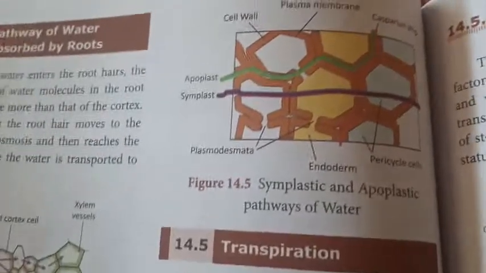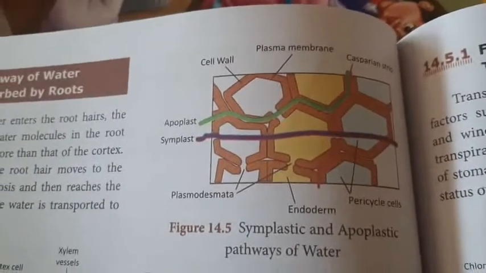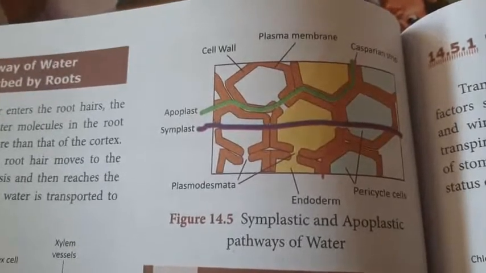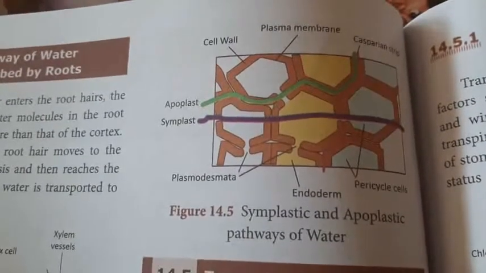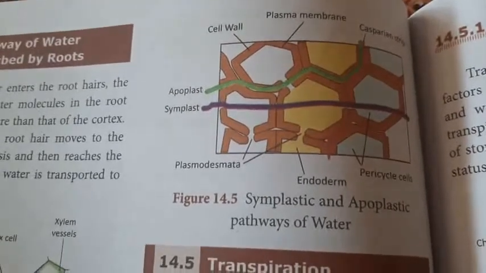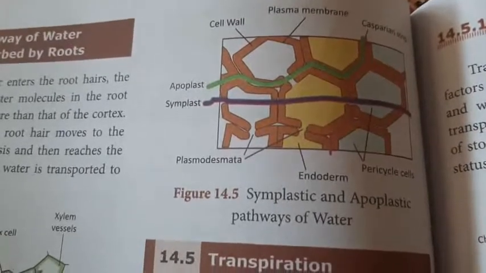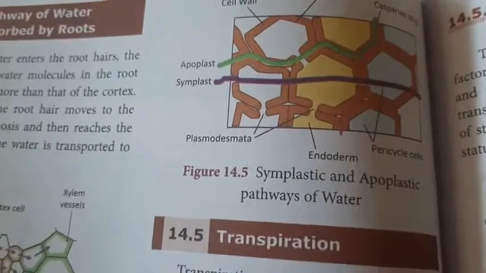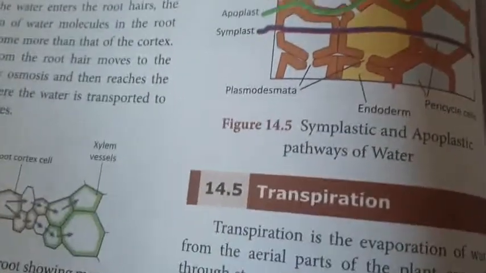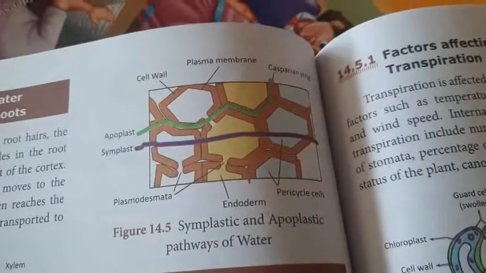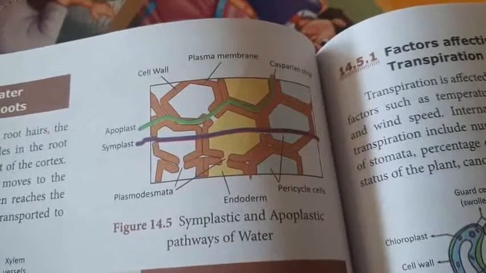See the picture: symplastic and apoplastic pathways of water. Cell wall, plasma membrane, outer membrane. Apoplastic movement means the water enters very easily. In symplastic movement, water enters the plasmodesmata, then the cytoplasm, then the plasmodesmata of the endodermis, then the pericycle cell. But in apoplastic movement, the water moves through the cell wall and then easily reaches the Casparian strip.